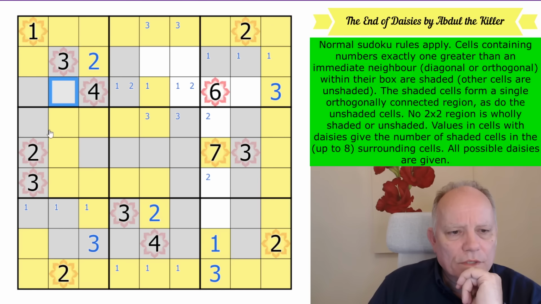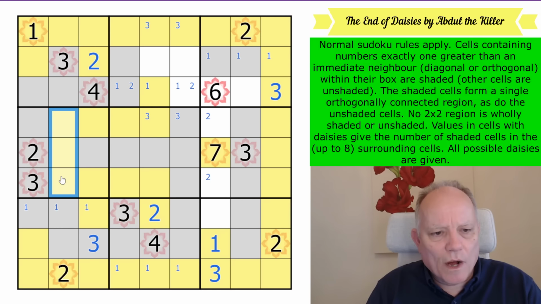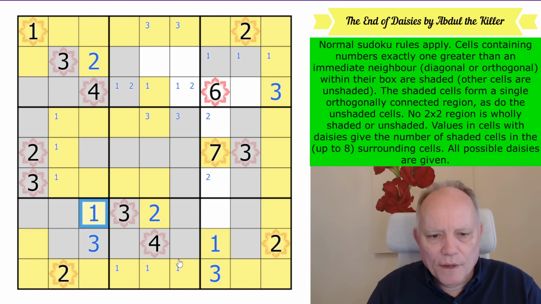Now, we've got that 2 sees its 1, which must be in one of those cells. That has ruled out 1s from those places. That's a 1. That 2's not seeing its 1. This 3 is seeing its 2. That 3 is seeing its 2. That 3 is grey and seeing its 2. I was looking at flowers and I should be looking at colours.